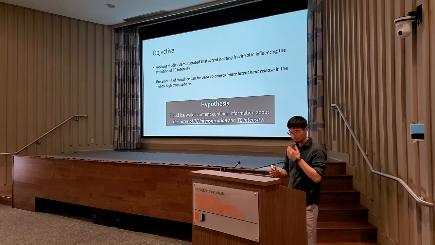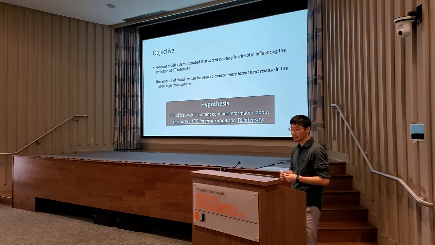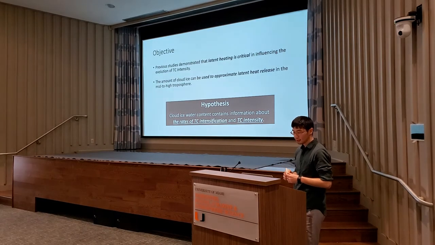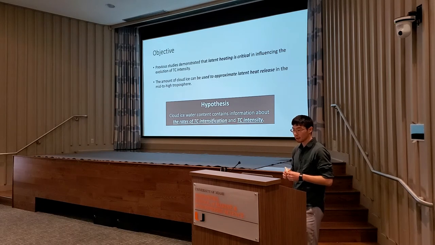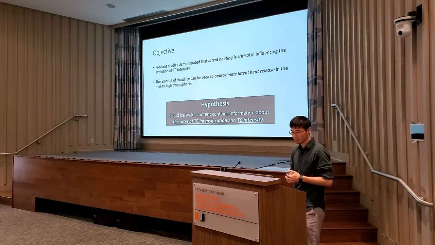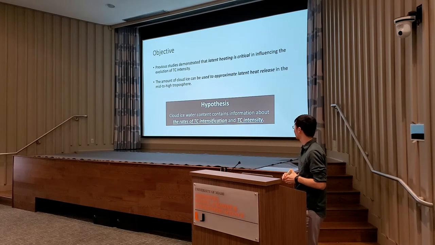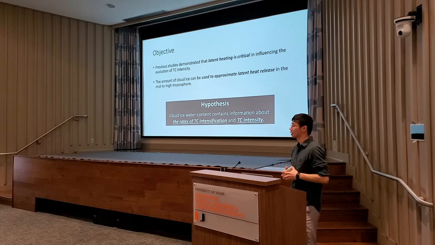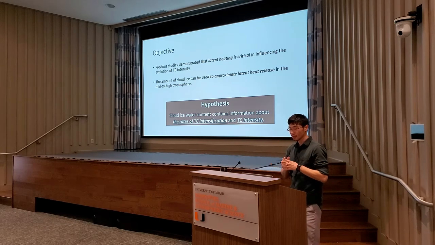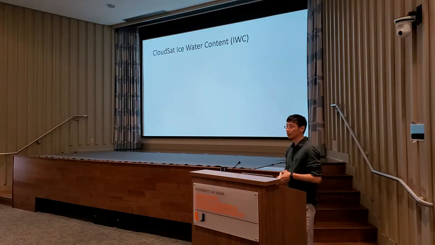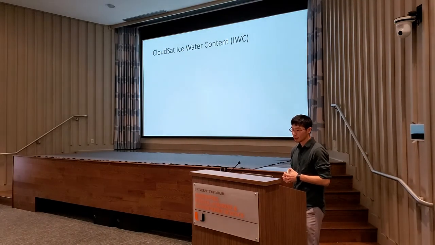So we know latent heating is critical in influencing the evolution of tropical cyclone intensity, and cloud ice can be used to approximate latent heat release in the mid to high troposphere. Our hypothesis is that cloud ice water content contains information about the rate of intensification and TC intensity. Then we can use the cloud ice water content product to try to find the signal of TC intensification. The product we use here is CloudSat ice water content.